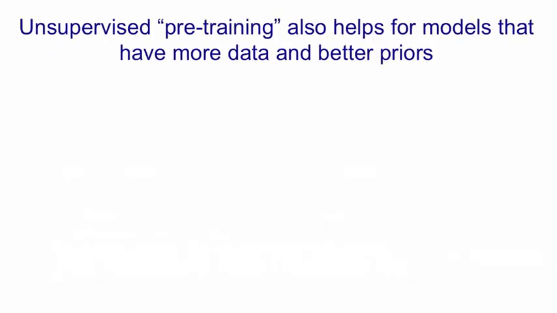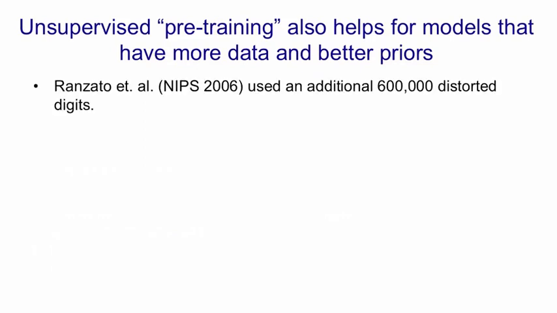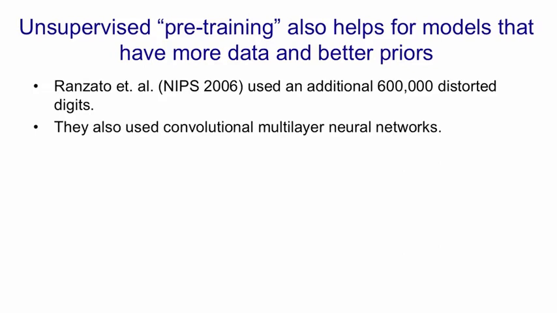Marco Aurelio Ranzato, working in Yann LeCun's group, also showed, using a slightly different pre-training method, that pre-training helps for models that have more data and better priors. So they used an additional 60,000 distorted digit images, so they had a lot more training data. They also used a convolutional multilayer neural network, and Yann's group is the best group at tuning those.